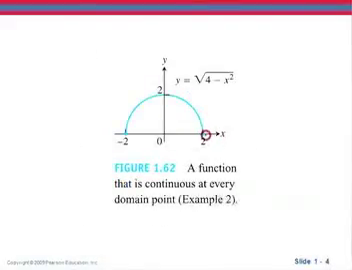Now here's an example of a function that's continuous at every point in its domain. Notice we have the square root of 4 minus x squared. Its domain is only between -2 and +2. And notice I can draw this picture without ever picking up my pencil. It's continuous at the leftmost endpoint because the limit as x approaches -2 is 0 and f of -2 is 0. It's continuous at the rightmost endpoint because the limit as x approaches 2 from the left is 0 and f of 2 is also 0.